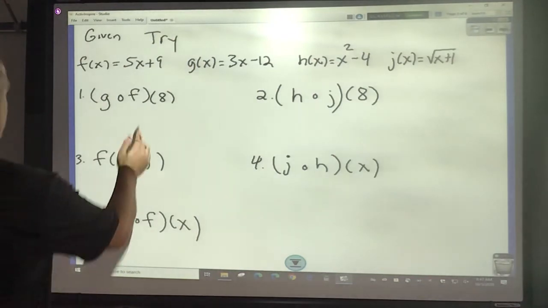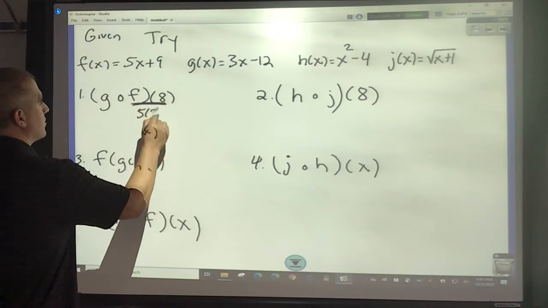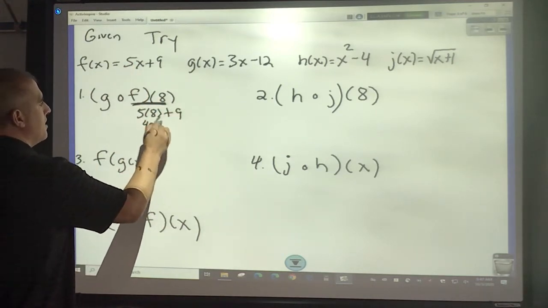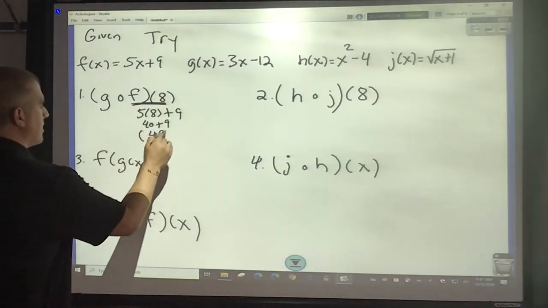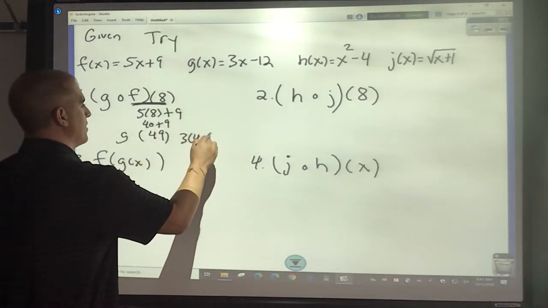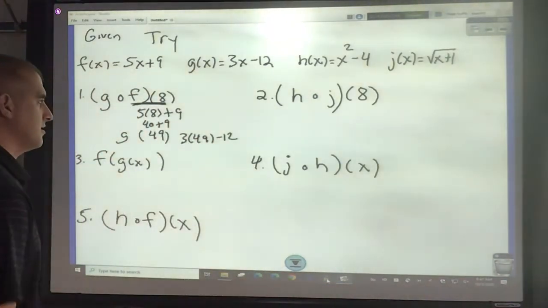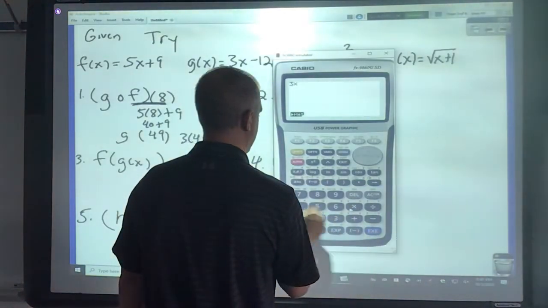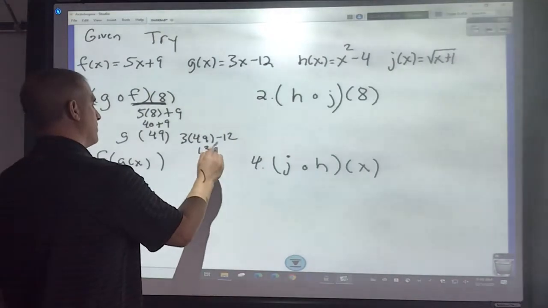Okay, so unpause. I'm going to work f of 8 first. I'm going to use the f function. That's going to be 40 plus 9, which is 49. Then I'm going to take this result and do that for g. So 3 times 49 minus 12. I'm going to use my calculator for that, it's a little bit of a big number. 3 times 49 minus 12 is 135.